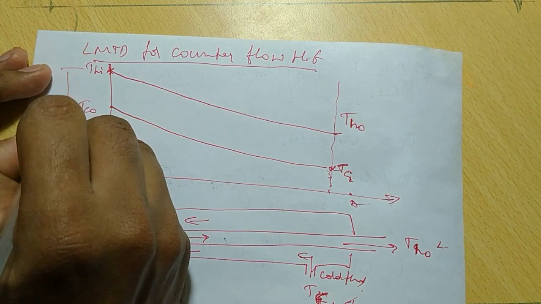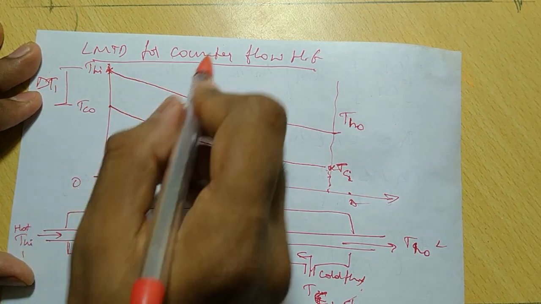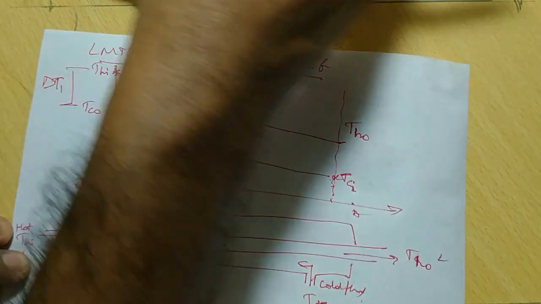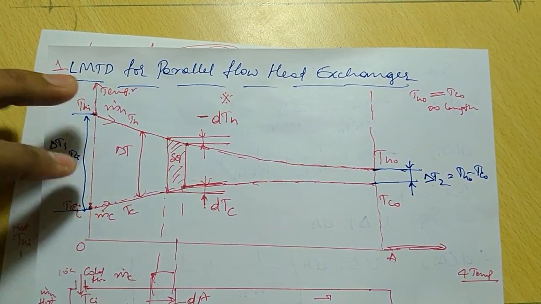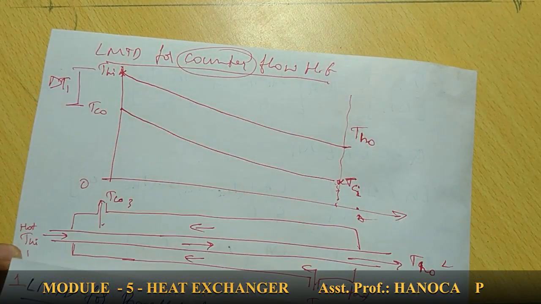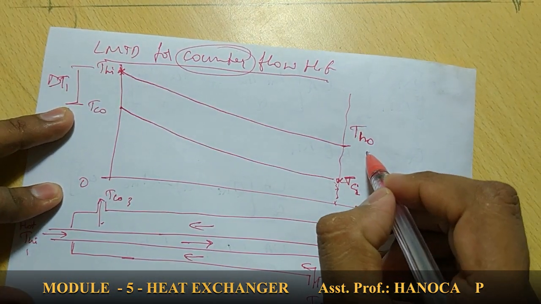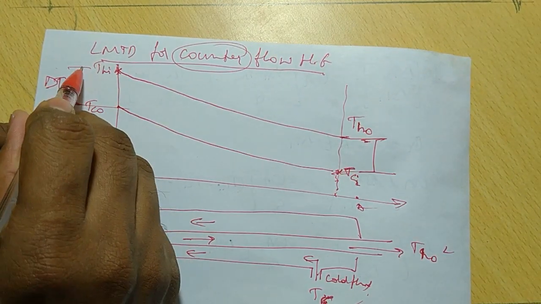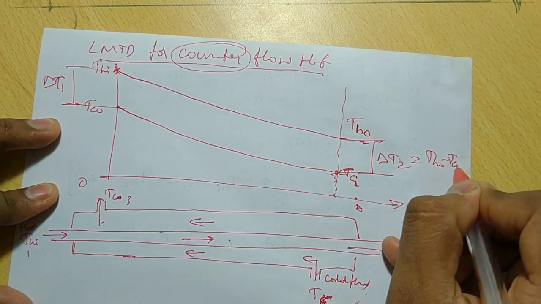This temperature difference is called delta T1. Delta T1 in the counterflow is THI minus TC naught, but for the parallel flow it is THI minus TCI. Keep it in mind: delta T1 for parallel flow is THI minus TCI, but for counterflow it is THI minus TC naught. And this temperature difference I will call delta T2. Delta T2 means TH naught minus TCI.